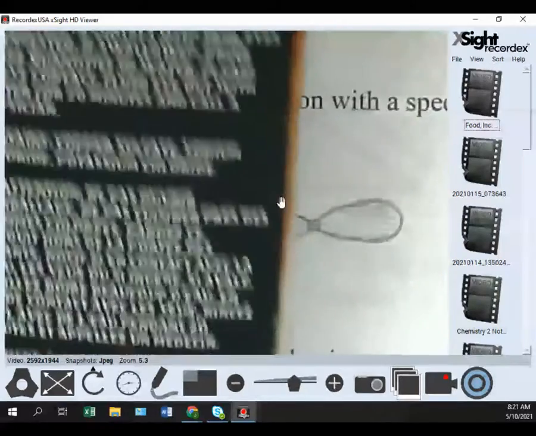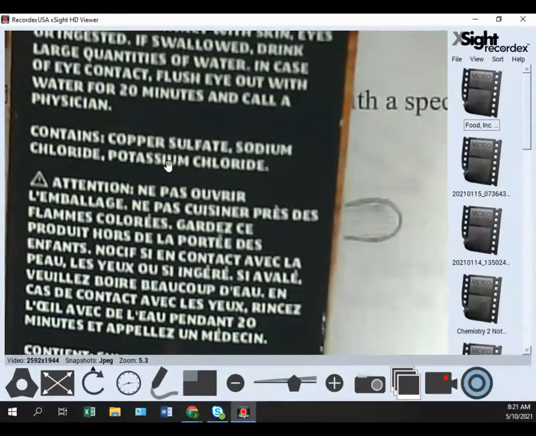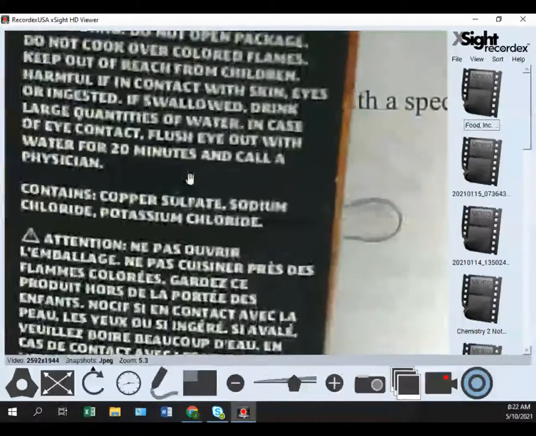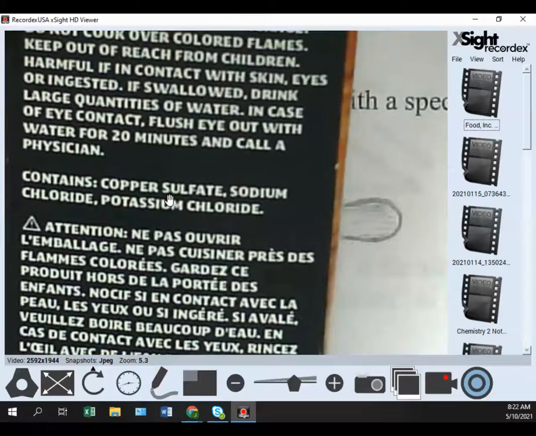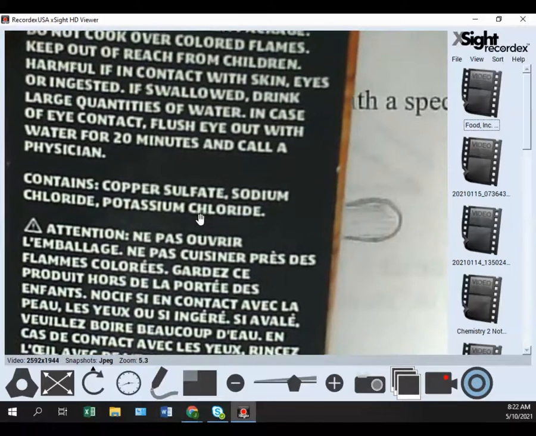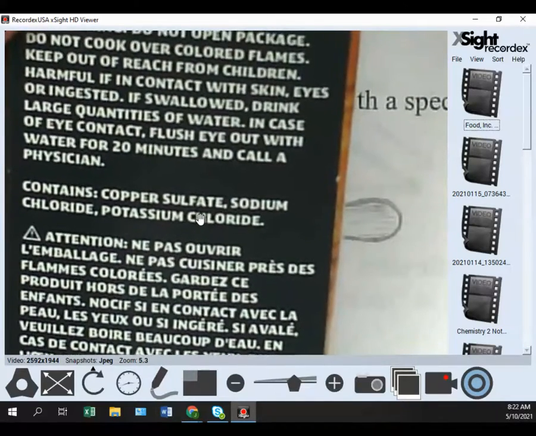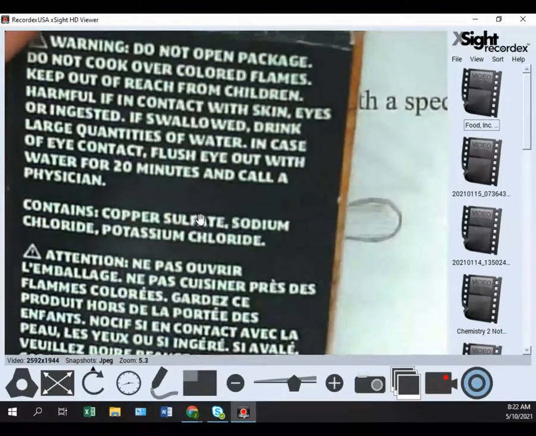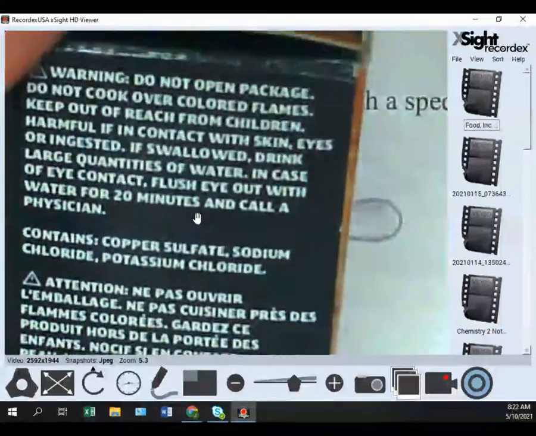If you look at the ingredients, copper sulfate, sodium chloride, potassium chloride. Sodium chloride is like table salt. Potassium chloride is just another version of salt. That's actually a lot of the ice melt that you put on your driveway in the winter. There's some versions of that that'll be potassium chloride.